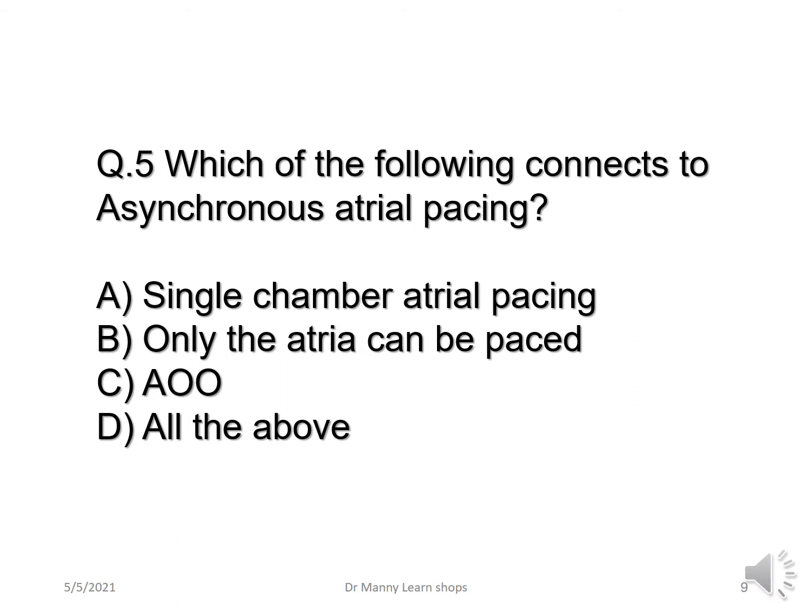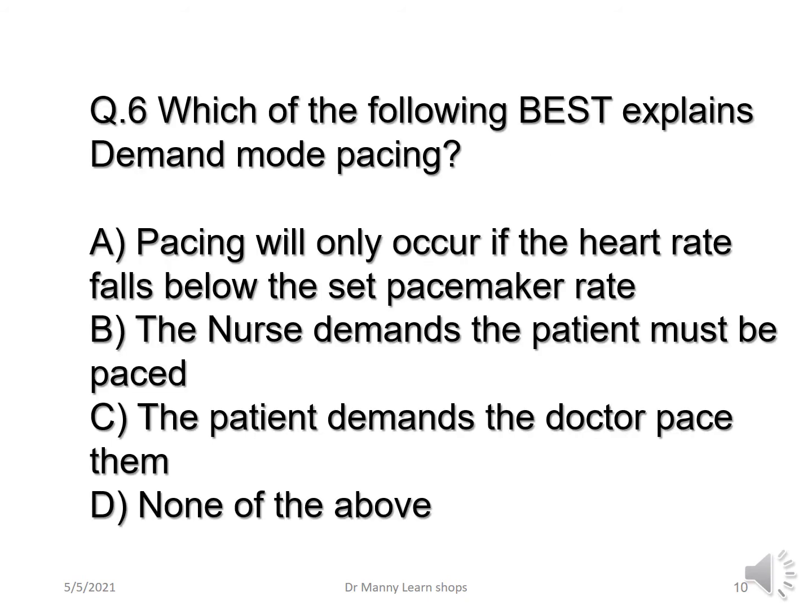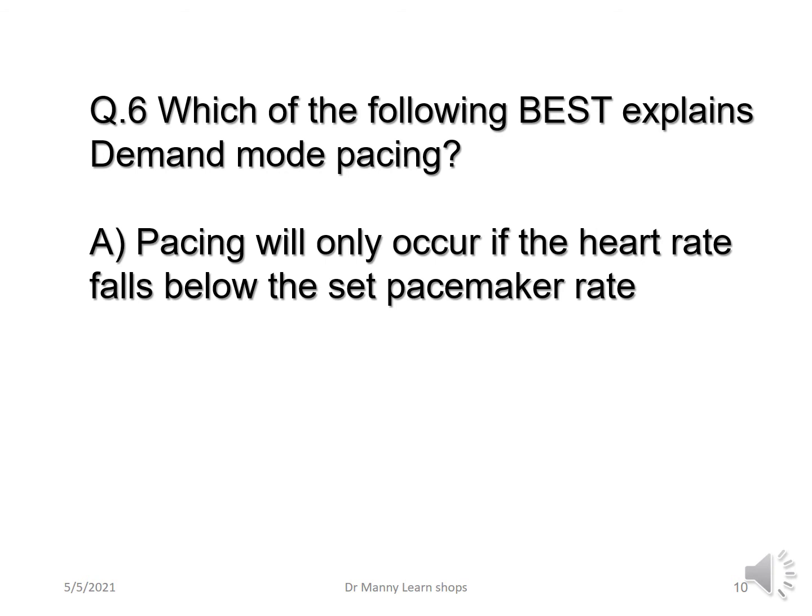Which of the following connects asynchronous pacing to the atria? Is it single chamber atrial pacing? Only the atria can be paced. Is it mode AOO, or is it all of the above? It's all of the above. Which of the following best explains demand mode pacing then? Is it A? Is it B? Is it C, or is it D? The correct answer is A. Atrial pacing will only occur if the heart rate falls below the set pacemaker rate.